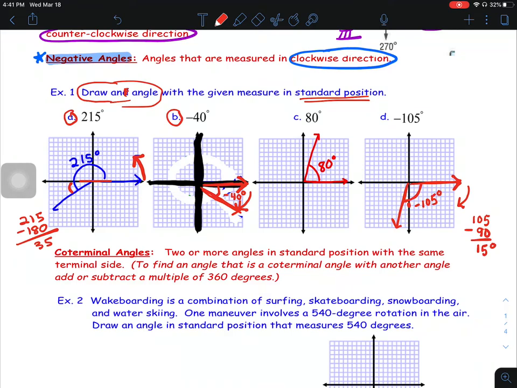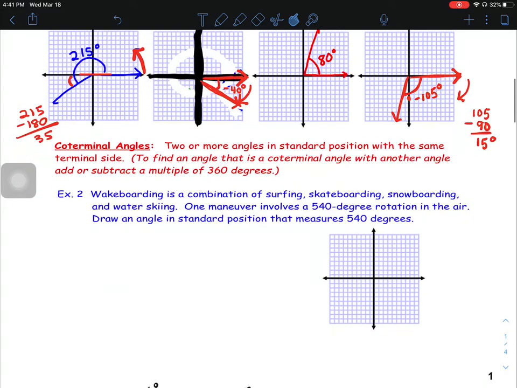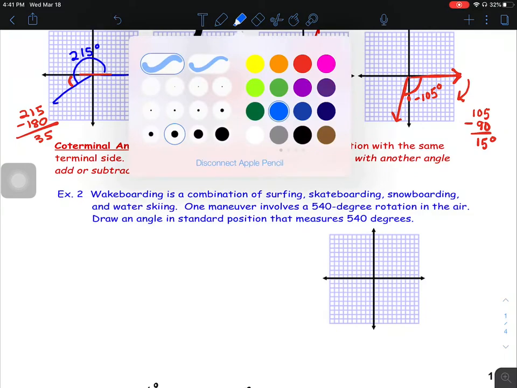Okay, very important that you label inside there. Okay, all right, so that's how you sketch angles. Positive, negative, you just got to go the right direction. Here's another term. This term is called coterminal angles.